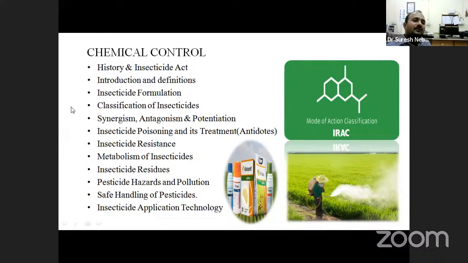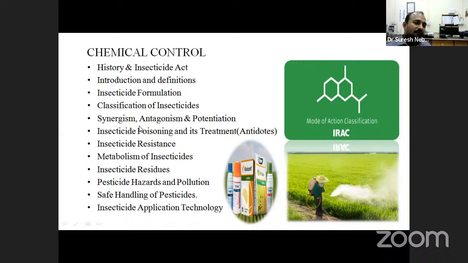Antagonism: when two molecules are mixed together, the toxicity is decreased, and the mortality caused in the insect is decreased. And potentiation: here both molecules are toxic molecules. When the two toxic molecules are mixed together, you get a mortality or toxicity to the insect which is greater than the sum of A and B. You may be able to understand. Just find out the words synergism, antagonism, potentiation. The clear definitions are there, and you have to understand them.